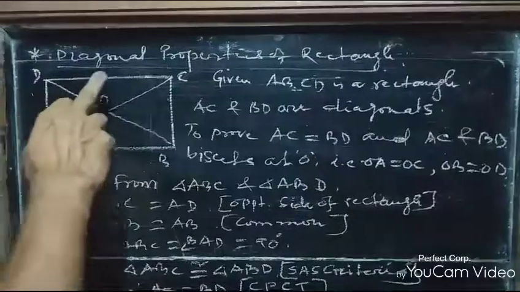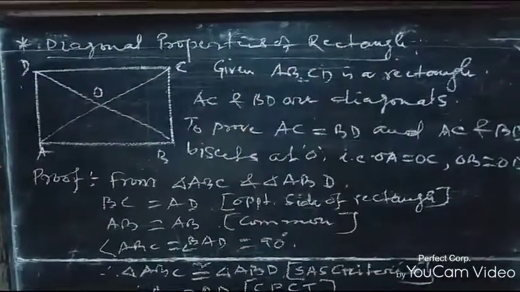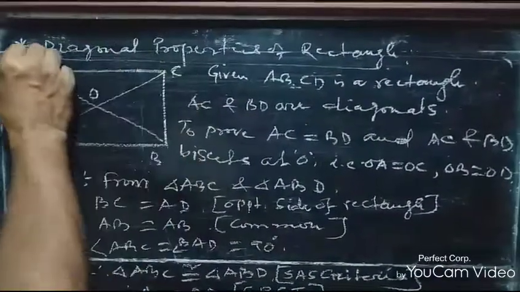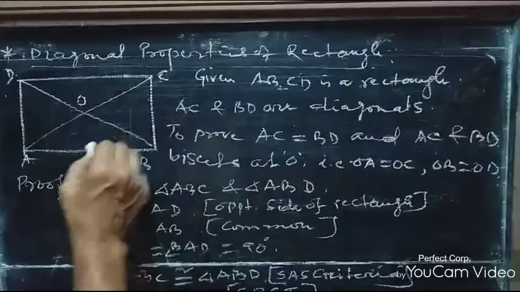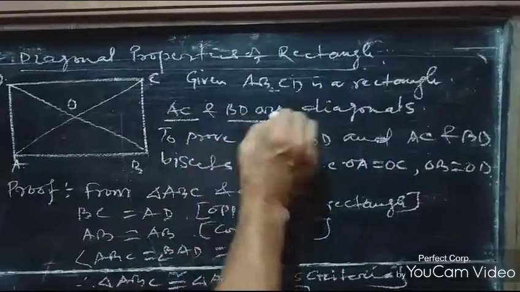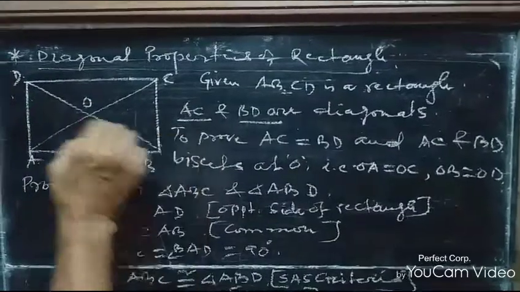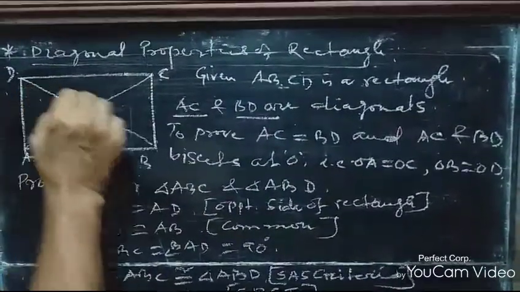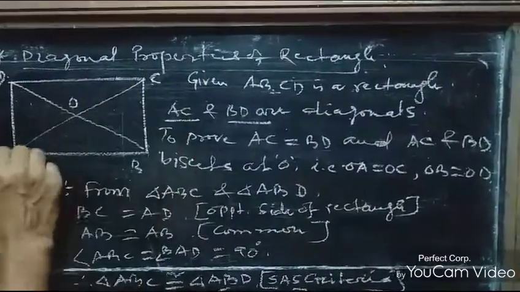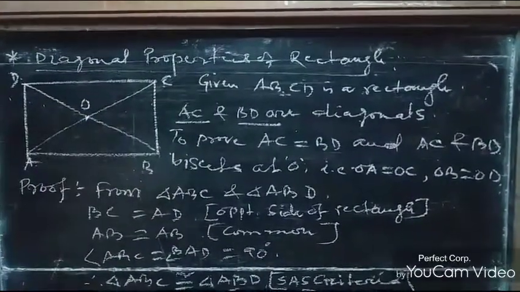Next is diagonal properties of a rectangle. Suppose ABCD is a rectangle. It is given that AC and BD are the diagonals. We need to prove that AC equal to BD and AC and BD bisect each other.